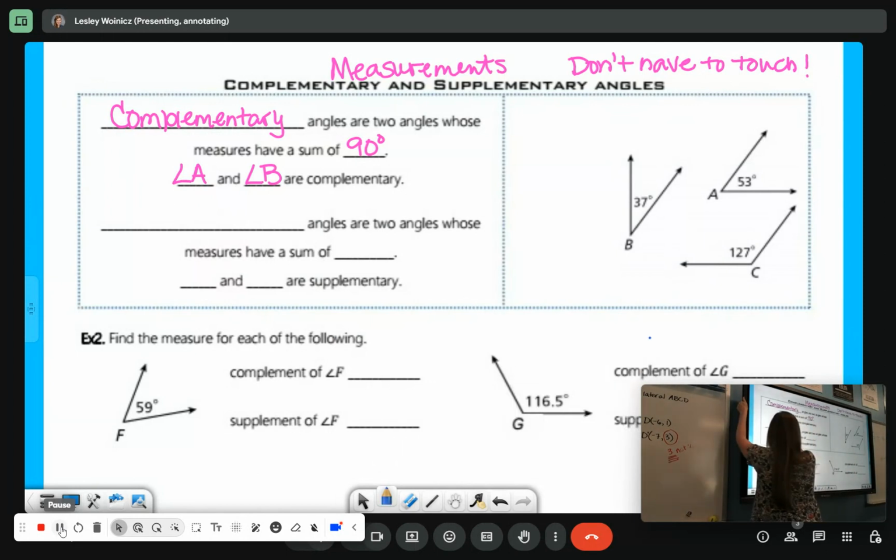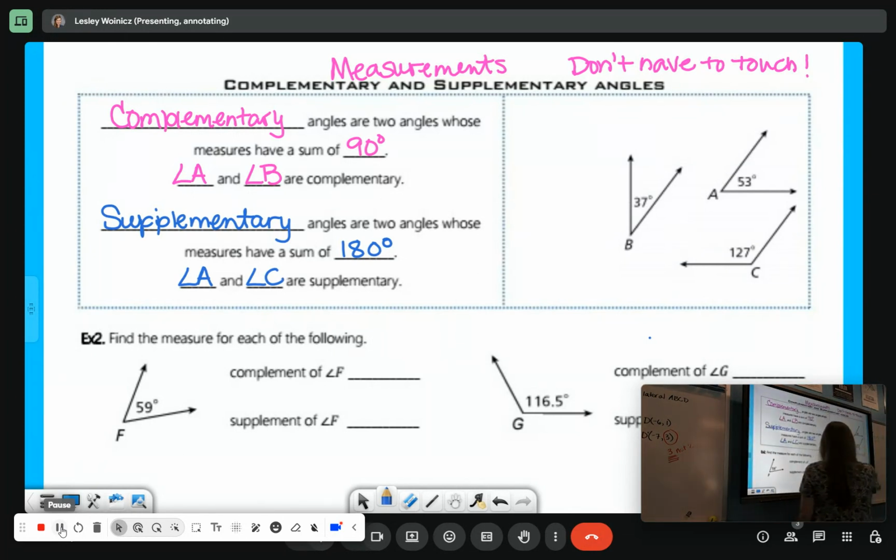Now, supplementary. These are two angles whose measures have a sum of 180 degrees. A and C, so angle A and angle C are supplementary. We have some room over here for some more pictures. Okay, so let's draw a beautiful 90-degree angle.